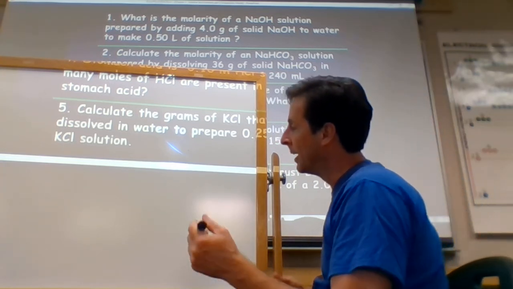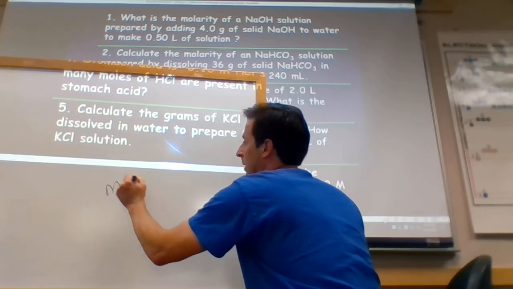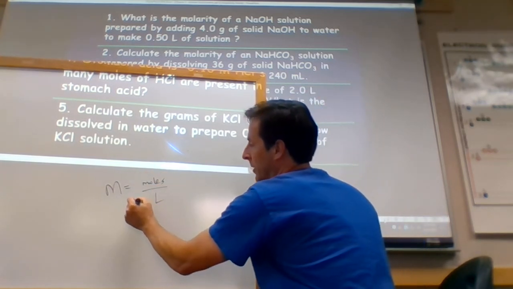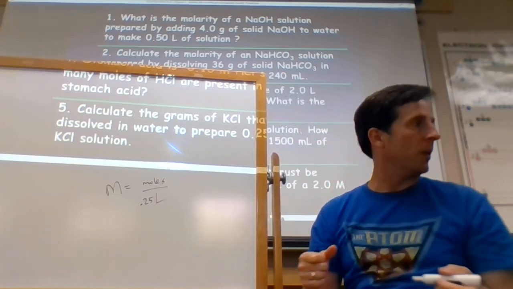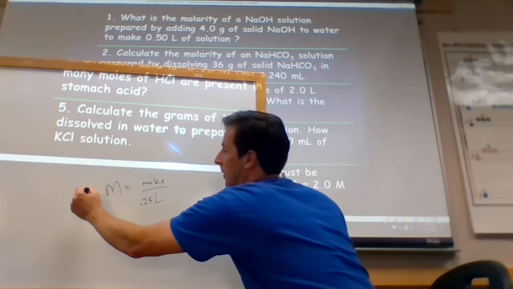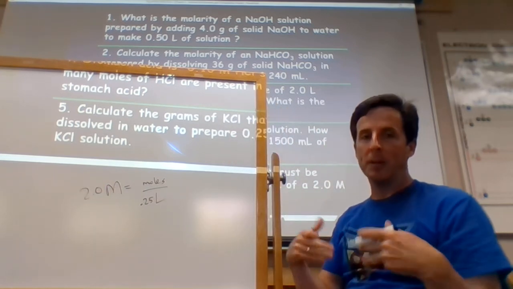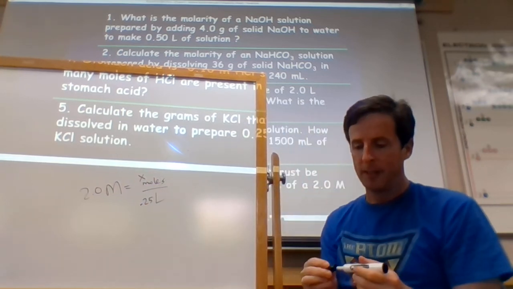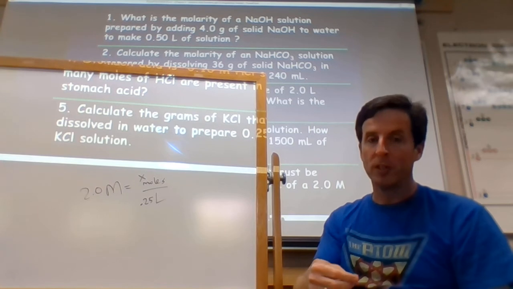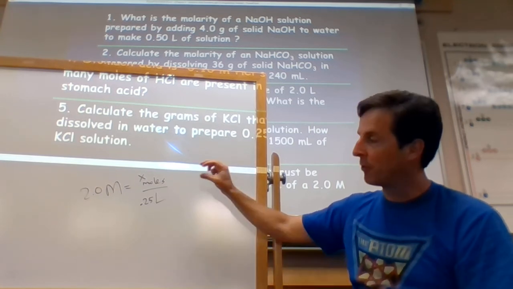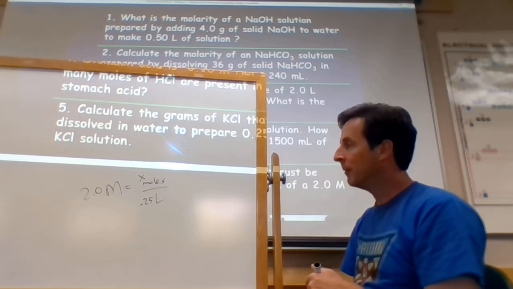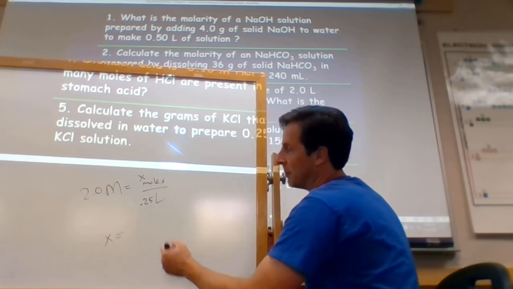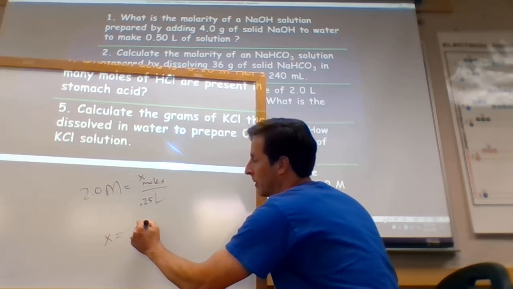If I set it up, the molarity equals the moles over the liters. They told me I want to make 0.25 liters, and that I want 2.0 molar. I need to figure out how much KCl to put in. The moles of KCl, that's my x. When I solve for x, it'll be the moles, but the question wants the grams. So I'm going to solve for the moles and then do a conversion after that. Solving for x, I multiply across, so x is 0.25 times 2, which is 0.5 moles.